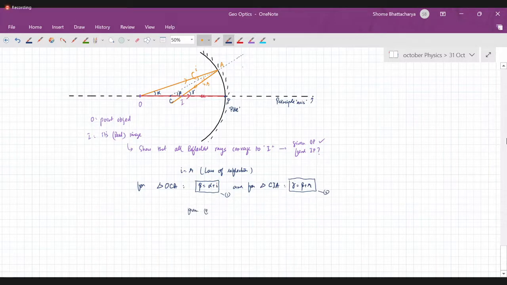So from 1 and 2, we have I is equal to R, which implies that, so we have... Now comes the more critical part.